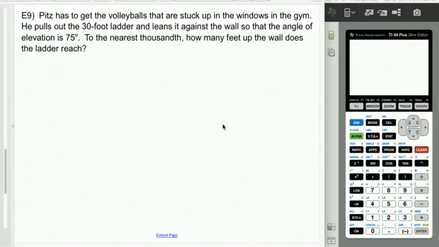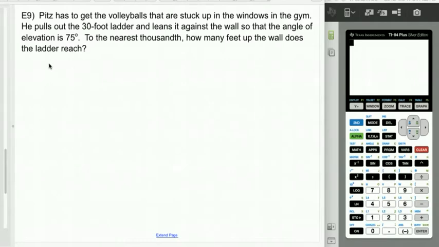All right, so we're going to go ahead and do a word problem now. So Pitts has to get the volleyballs that are stuck up against the windows in the gym, right? He pulls the giant, scary 30-foot ladder out and leans it up against the wall so that the angle of elevation is 75 degrees. To the nearest thousandth, how many feet up the wall does the ladder reach?